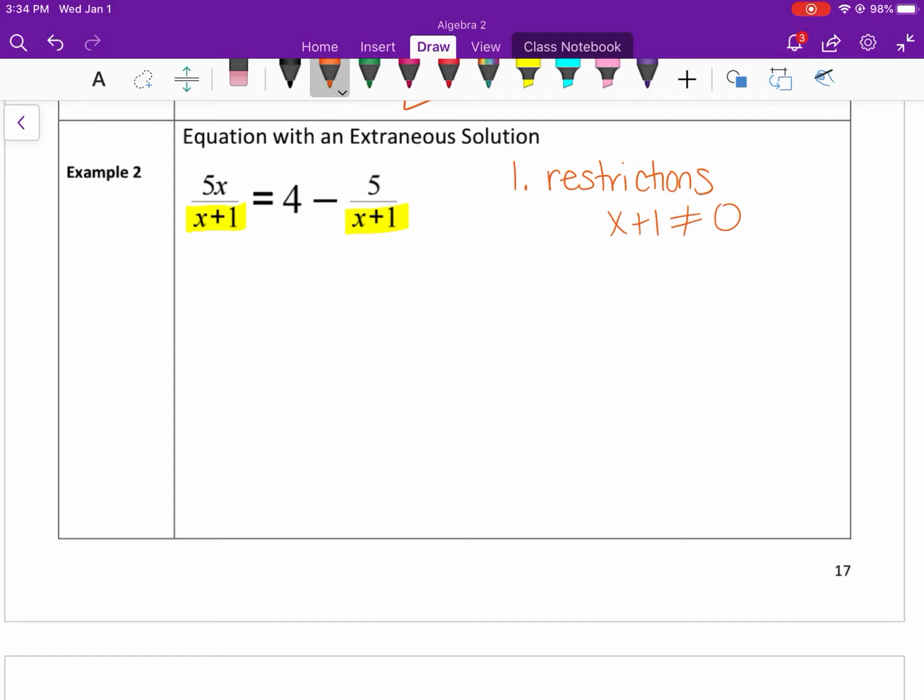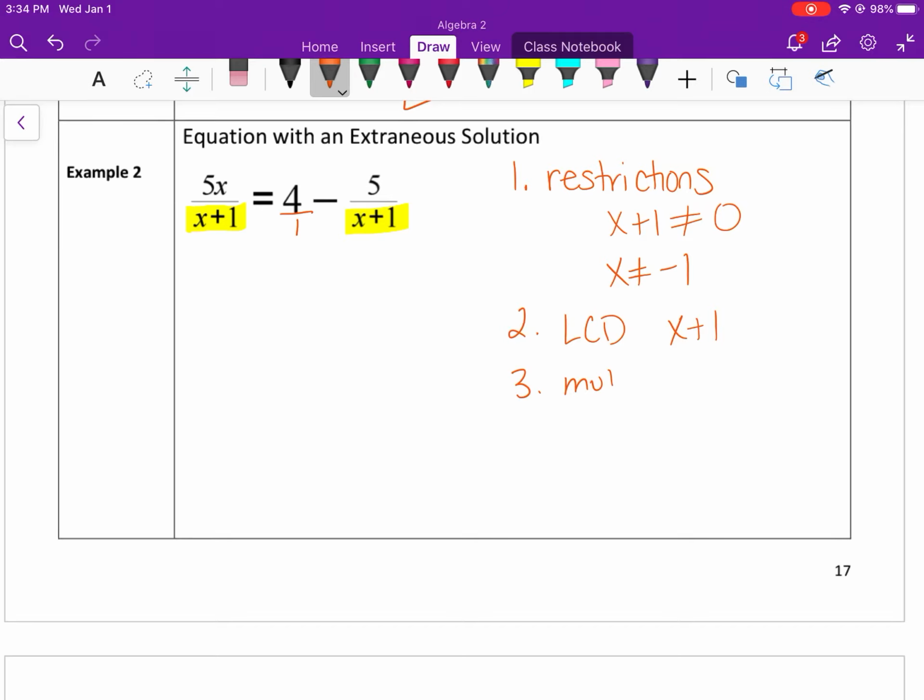Okay, so x cannot equal negative 1. Then let's find our lowest common denominator. So we have 4. Well, that's the same thing as just 4 over 1. So we have x plus 1, 1, and x plus 1. So our lowest common denominator is x plus 1.